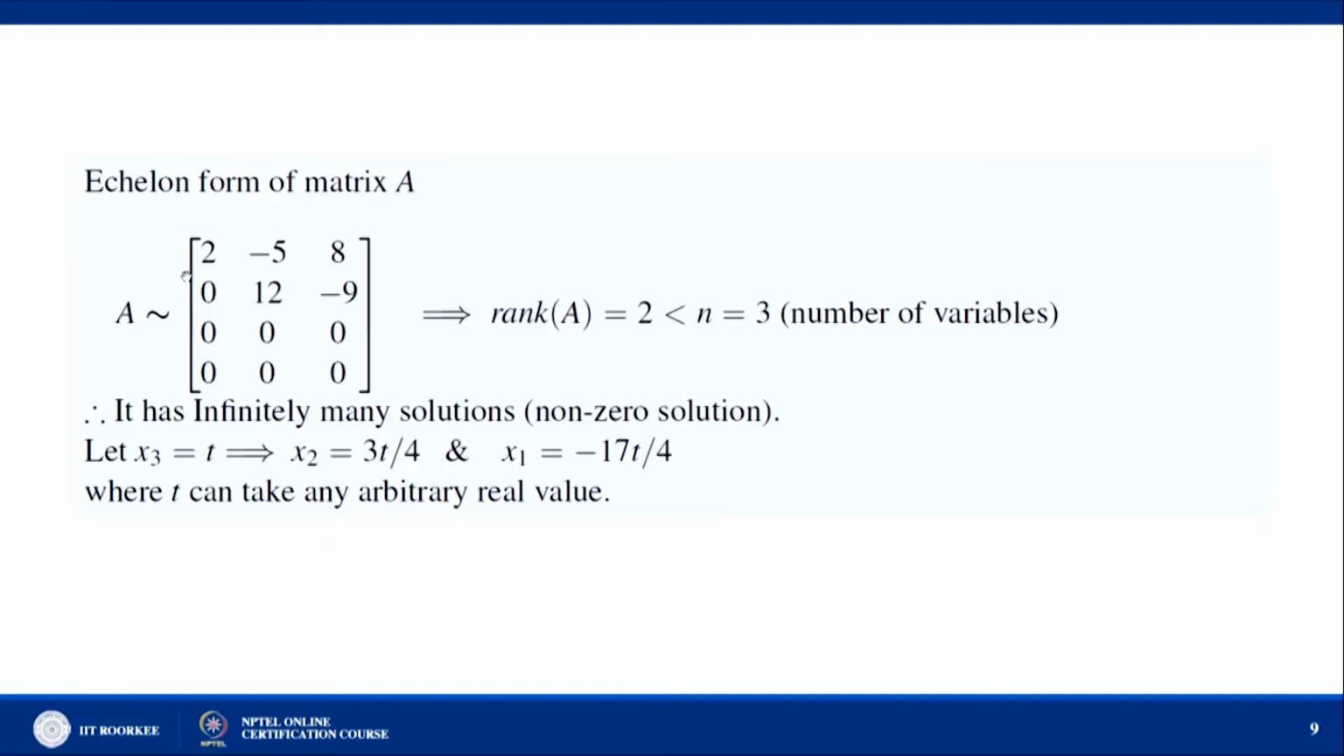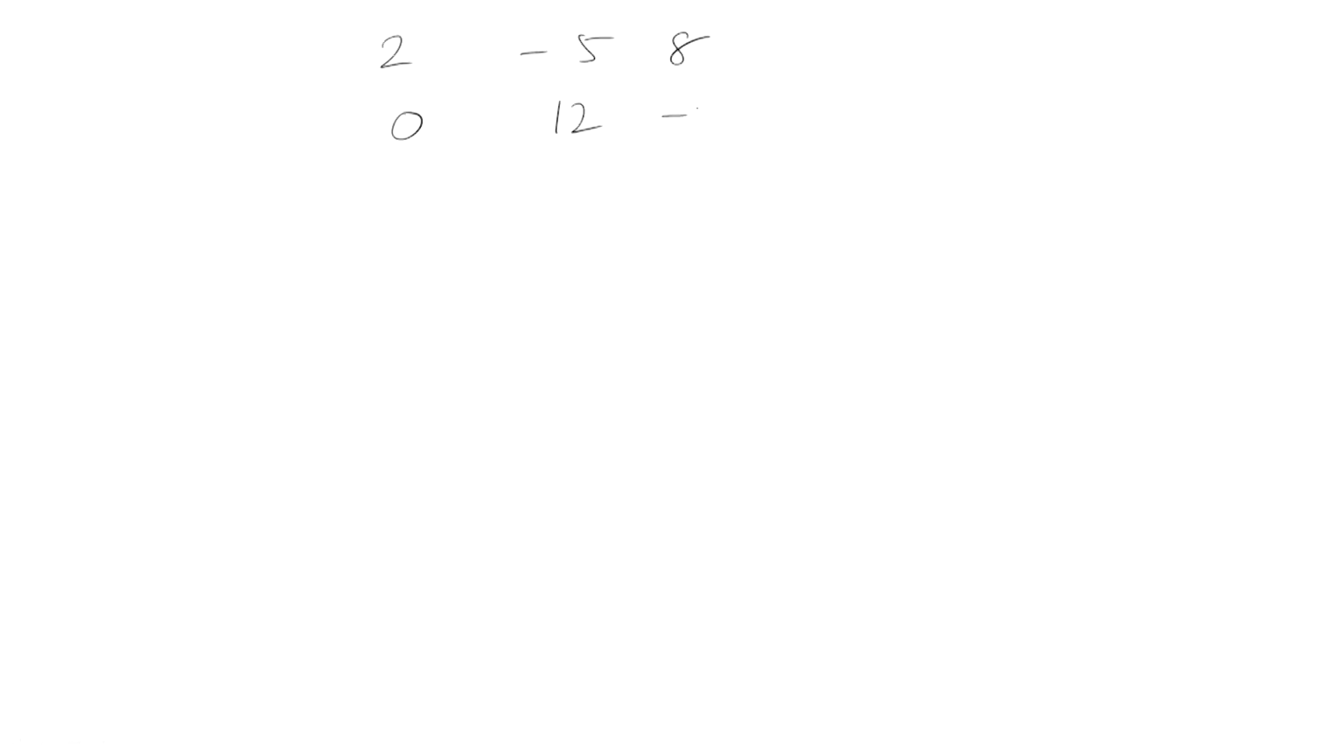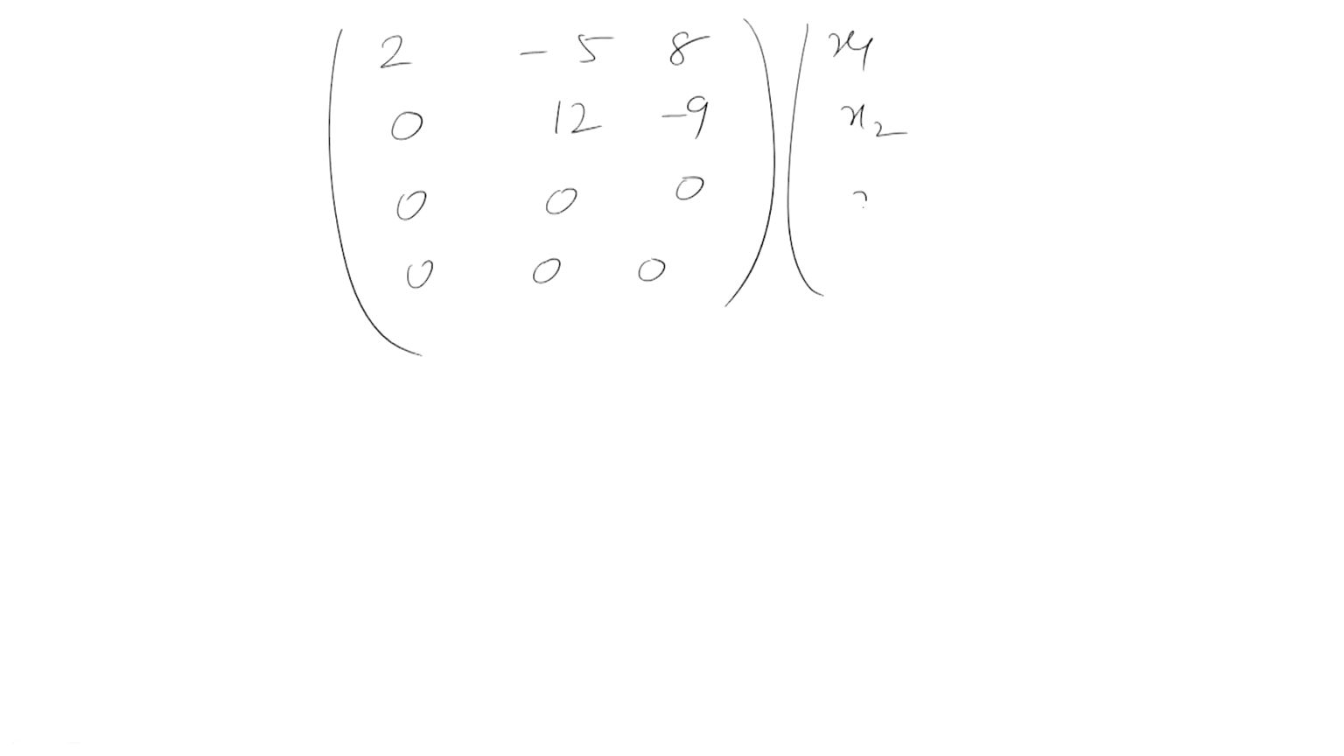Now, how can we find out all those solutions? You can start with this matrix itself. What is this matrix? It is 2, minus 5, 8, then 0, 12, minus 9, and 0, 0, 0, multiplied by x1, x2, x3, equal to 0, 0, 0. So, the first linearly independent equation we are having is this equation.